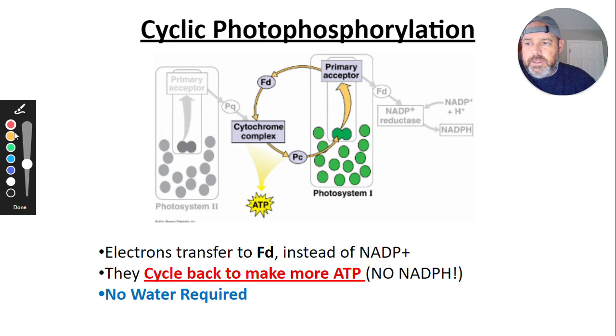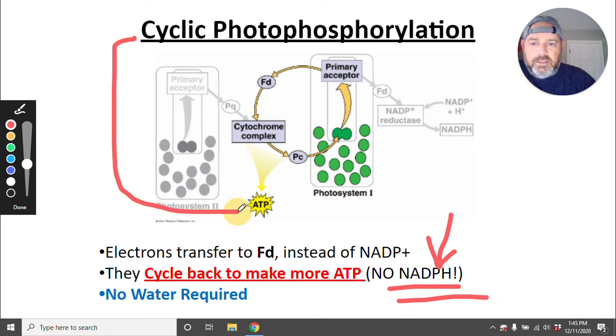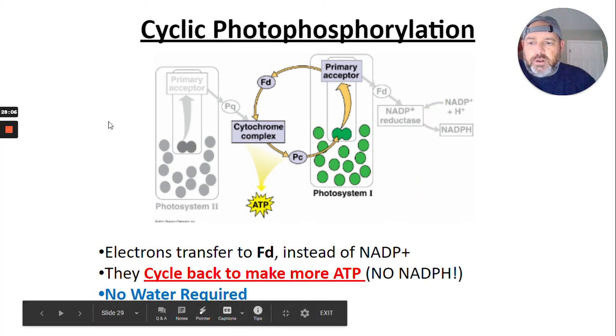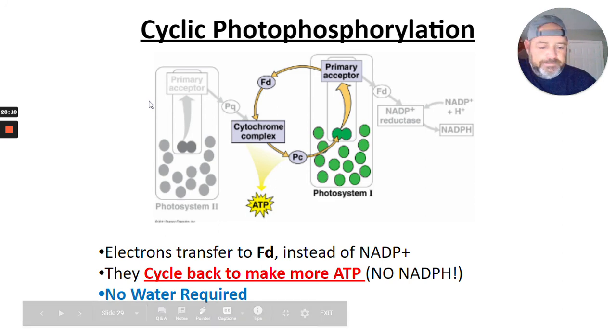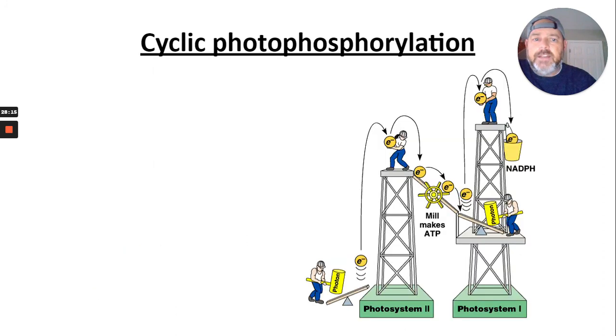So they don't make any of this, okay? No NADPH this time. So in cyclic, you only make this. You're not making any NADPH because there's no handoff of the electron to make it. This part doesn't happen. No water required to do this, because you don't need any more electrons. You just keep cycling them back through.